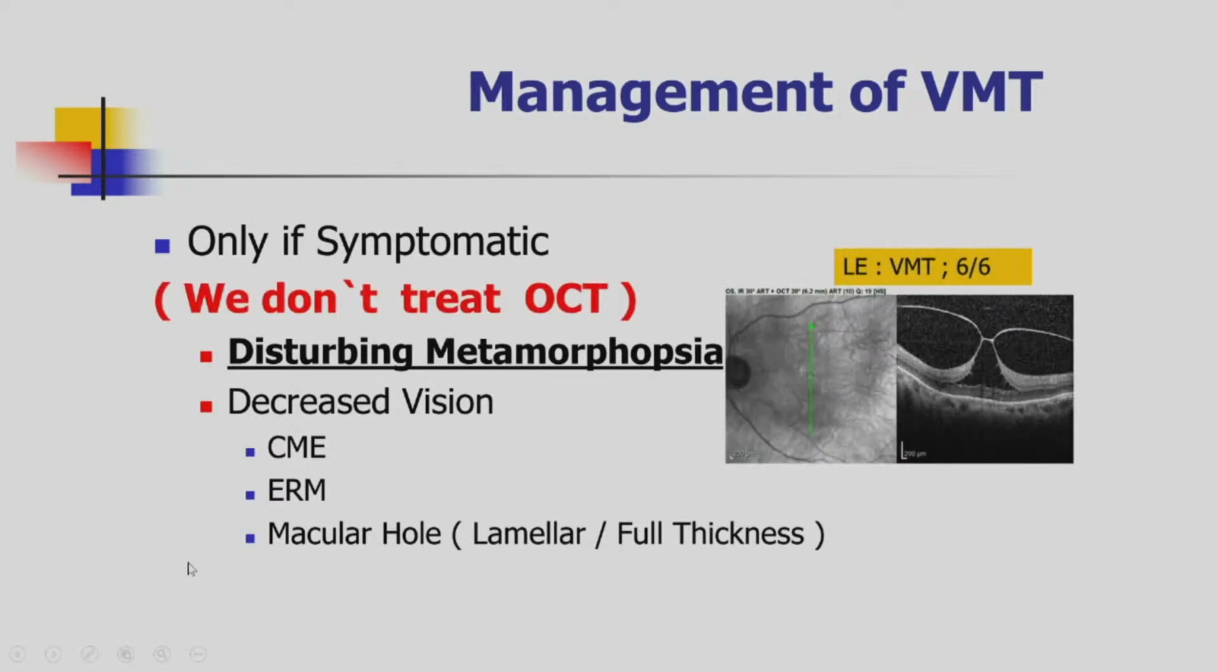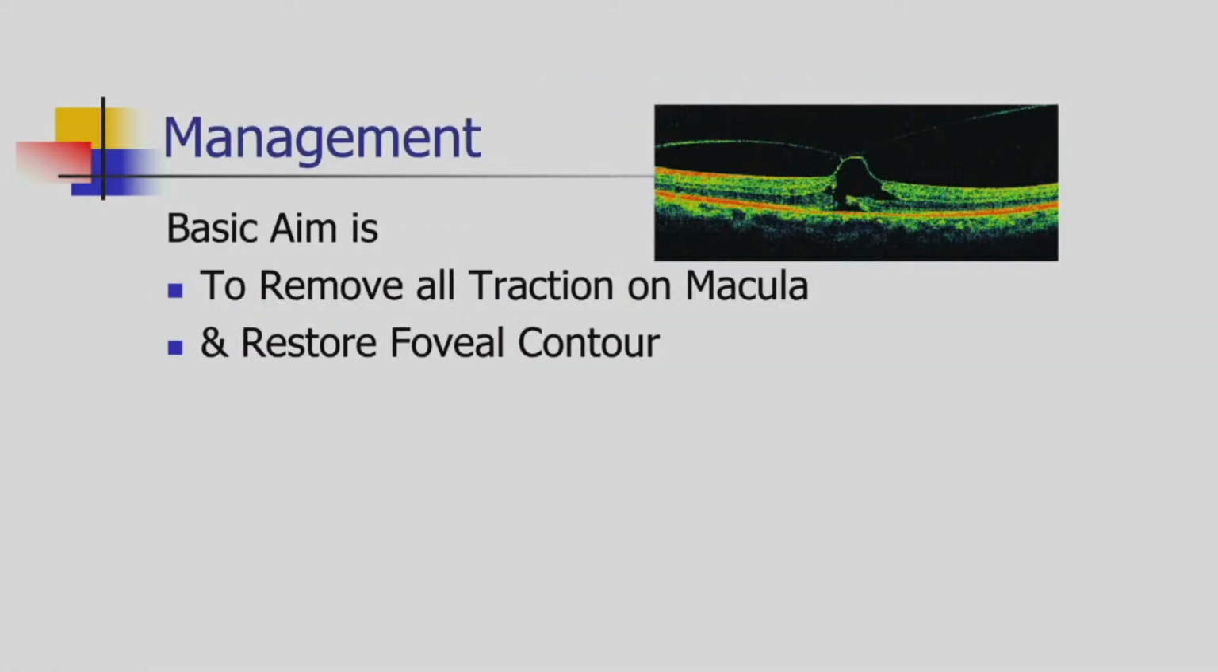So remember, we do not treat OCT. Our aim is to treat a human eye. That means the patient has to be symptomatic. The right side photograph shows an alarming kind of VMT, but the patient has 6/6 vision. So management is to remove this vitreous face, the green colored on pseudo color here, to remove this traction. Aim is to remove this traction, and then automatically the contour may come back.